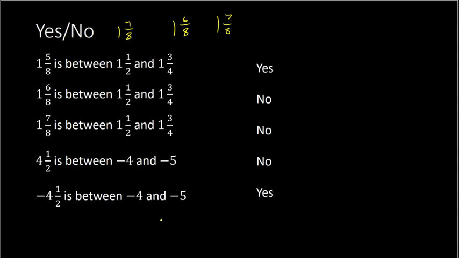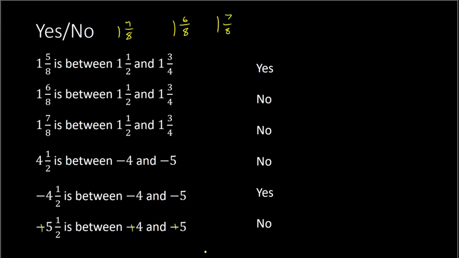Now what about -5 1/2? Is it between -4 and -5? Again, we could think of these as being positive. So if you think of it as being positive, we would be able to tell very quickly that 5 1/2 is not between 4 and 5, because 5 1/2 is bigger. So same concept with the negatives. Okay, -5 1/2 is not between -4 and -5. It's going to be on the other side of -5. So the answer here would be no.